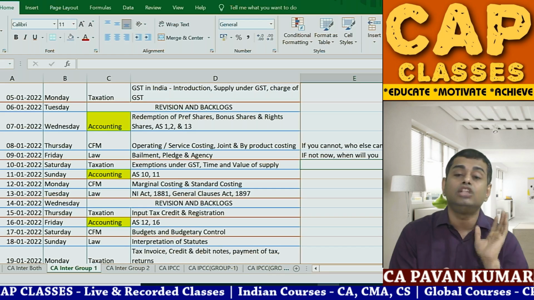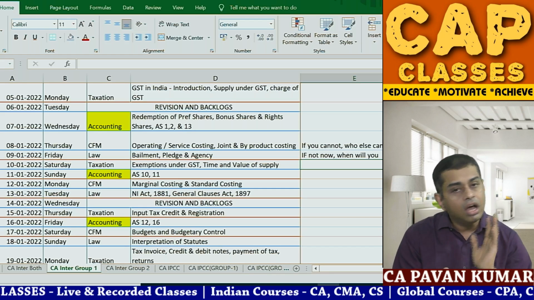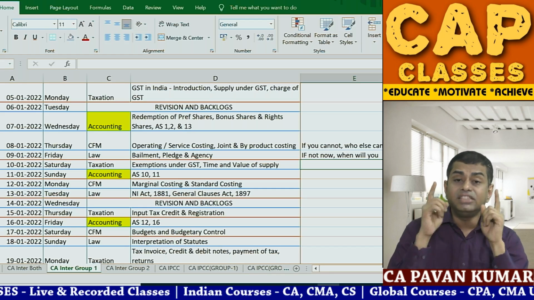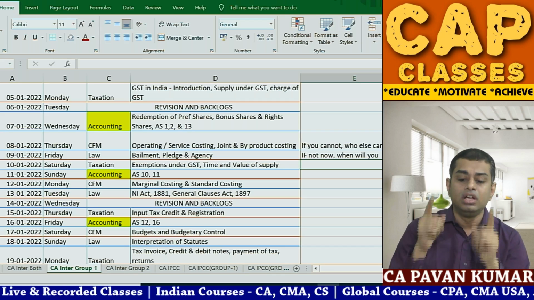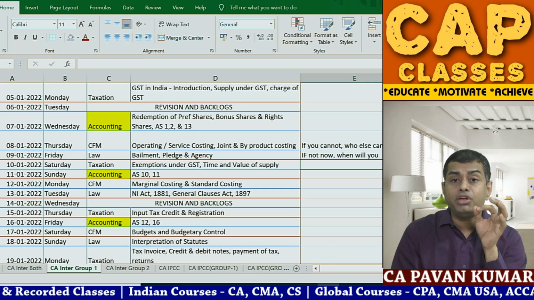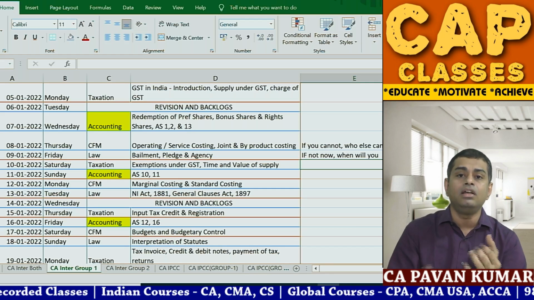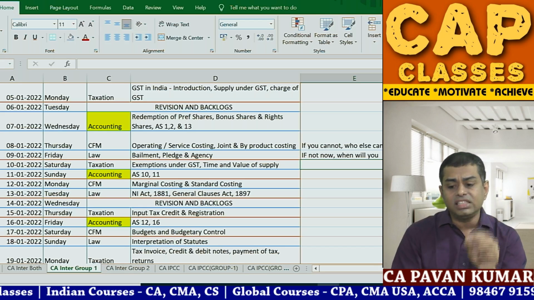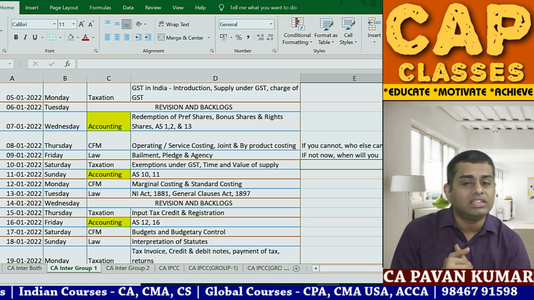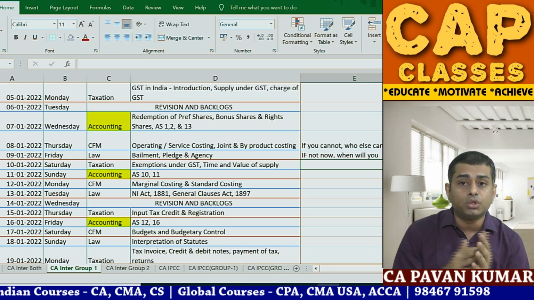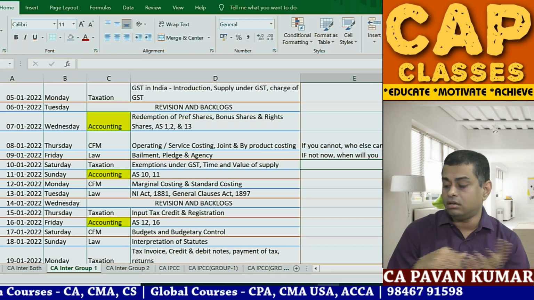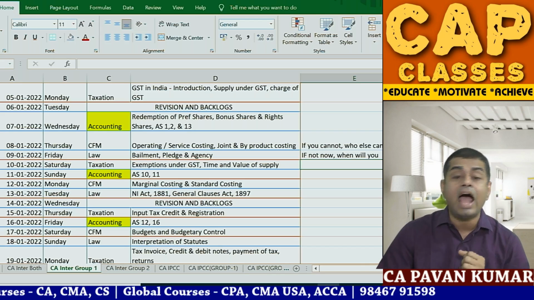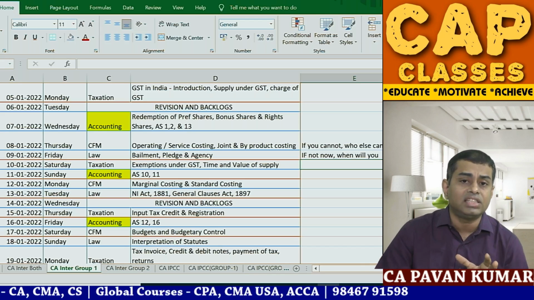And mock exams also will be conducted. So please wait for the test series schedule. This is the schedule for your study plan, free study plan for CA Inter students and CA Intermediate students, given today. Test series probably within 1-2 days I will announce it and I will put it in my social media handles and website and this app. Please download the Cap Classes app.